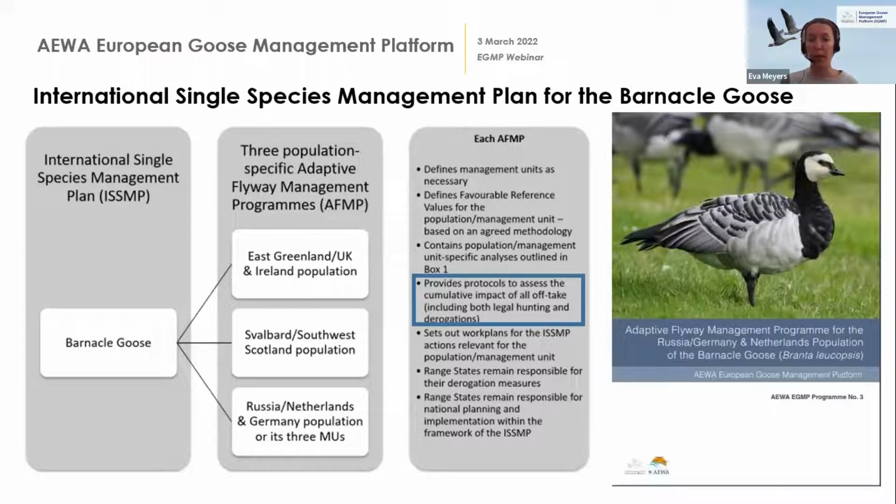protocols. In the case of the barnacle goose, the essence of the plan is to assess the cumulative impact of derogations, and also to define specific work plans for the task force and for the range states, and update these on a regular basis. So these adaptive flyway management programs become something more than a document, a living, active plan of work for the range states and all the different bodies of the EGMP.